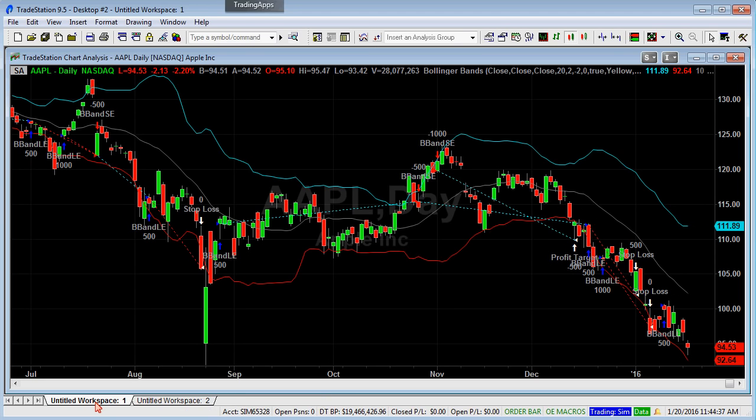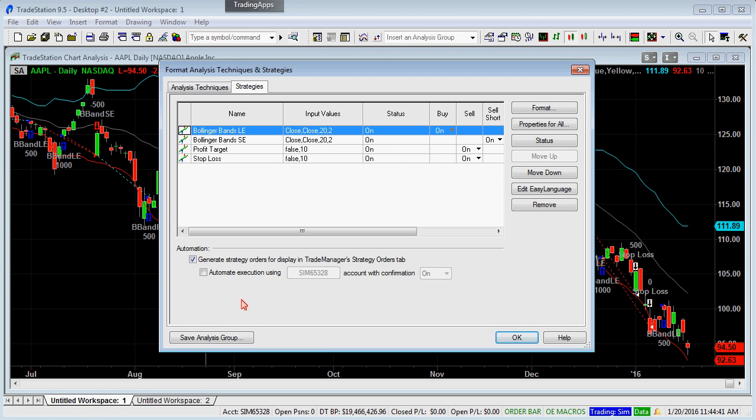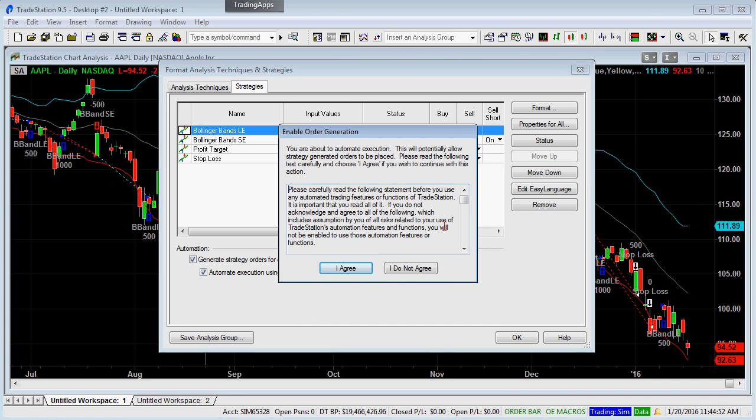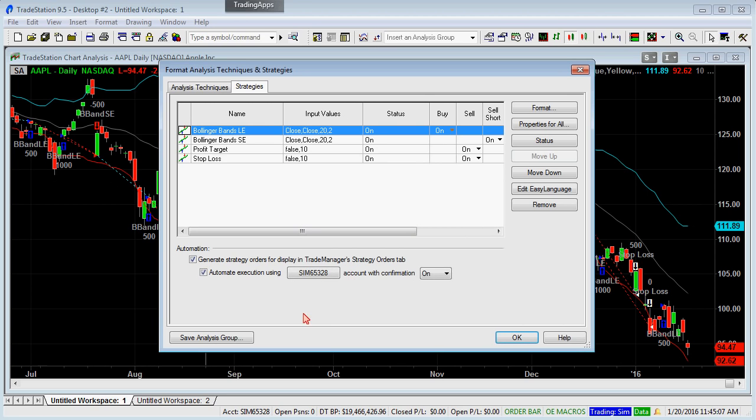Of course, I can come here to my strategy here on the graph, format the strategy, and now there's another checkbox that says Automate Execution using, and you see how the account is grayed out. I'm going to put a check there. When you put a check there, you get this little disclaimer telling you what the risks are when you turn this on. You just have to be aware that this is turning on the strategy for execution. So you do have to read the disclaimer, and if you agree, now your account is there.